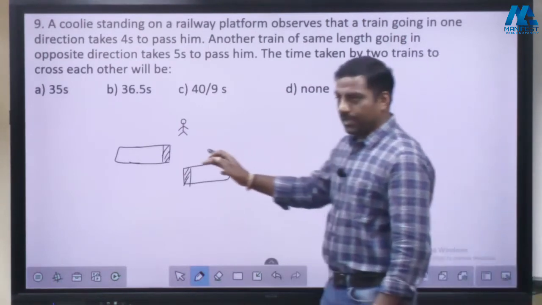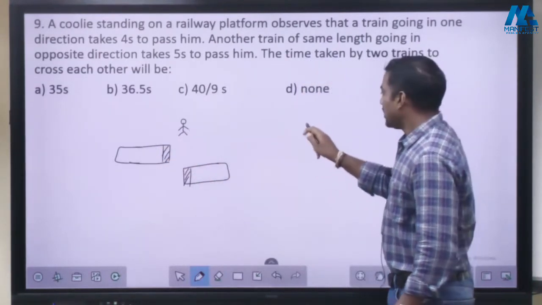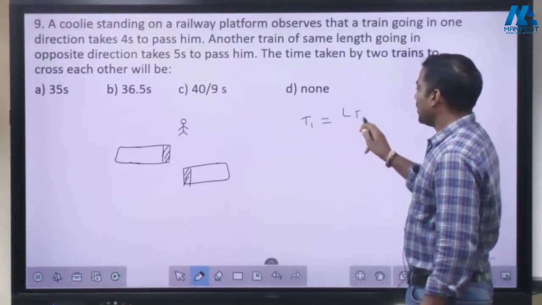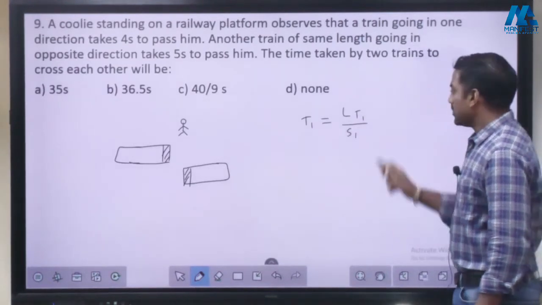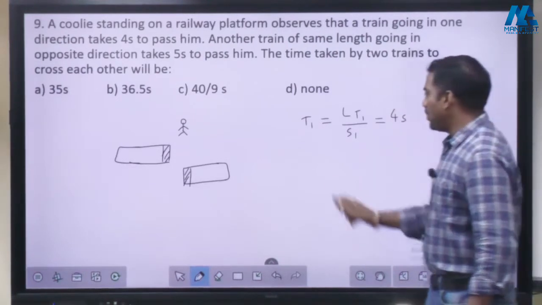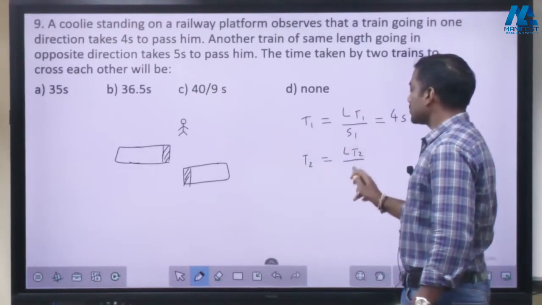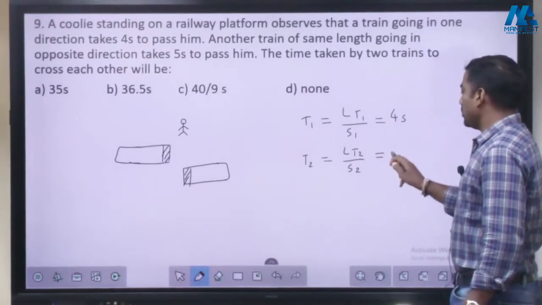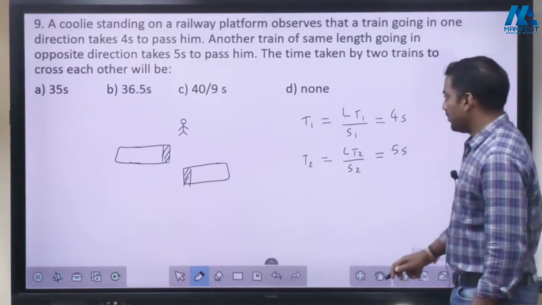How do you calculate the time taken by this train to cross the person? Time 1 equals length of the train 1 divided by speed of the train 1. This is how you calculate. So this is nothing but 4 seconds. Time 2 equals length of the train 2 divided by speed of the train 2, which is equal to 5 seconds. Now what do you have to calculate?